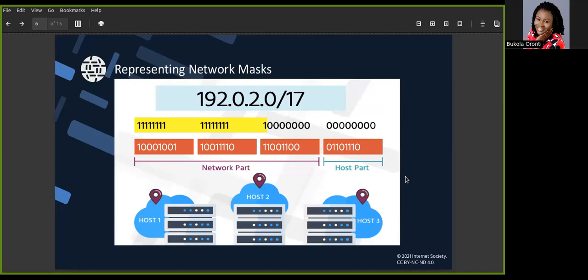So now representing network mask. Within a particular LAN, we have host A, host 1, host 2, host 3. Because of this network part, it tells us host 1, 2, and 3 are from within the same LAN, the same network. Now, to know who is host 3, who is host 2, the host part gives each of them a unique identity. So they can all get the identity from the pool of available IPs from this host part.